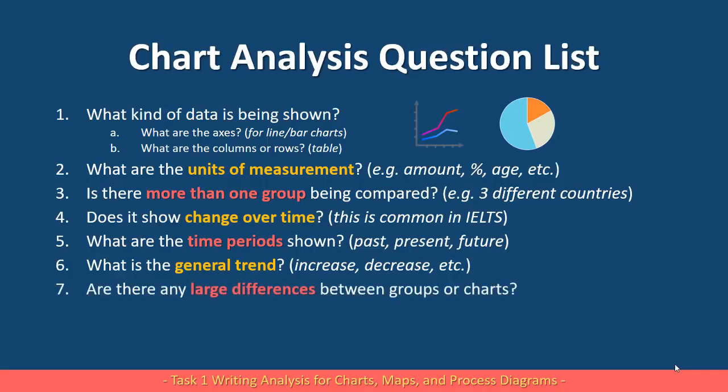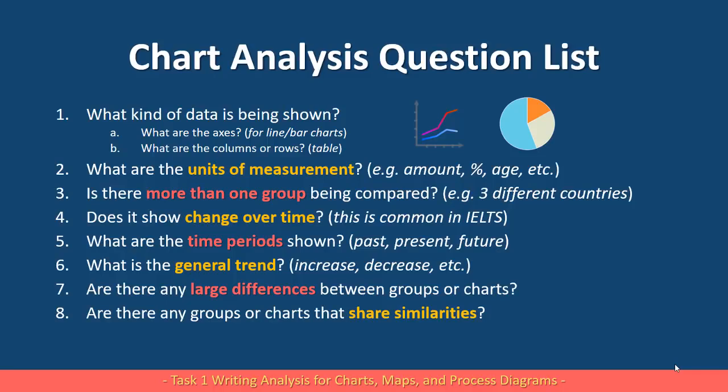Are there any large differences between groups or charts? Number 7, so if there are multiple groups, for example, 3 different countries, are there any big differences between these 3 different countries? If it's a chart and you have multiple charts, maybe you have a pie chart like on the top right, and you have a line graph, maybe you have 2 for one question. What are the big differences, and what do these different graphs or charts show you? And number 8, are there any groups or charts that share similarities? So we looked at differences in number 7. Next, we're looking at similarities.